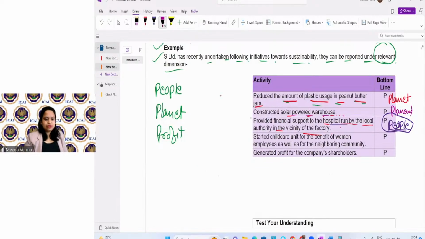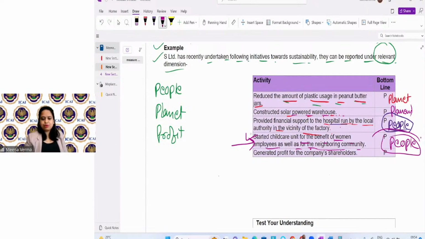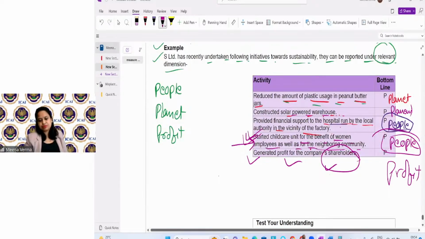Next is what? Started child care unit for the benefit of the women employees as well as for the neighbor community. So again, this is for people. Child care unit, women happiness. This is for the people. And the last point is what? To generate the profit for the shareholder. This is profit. This will come under profitability.